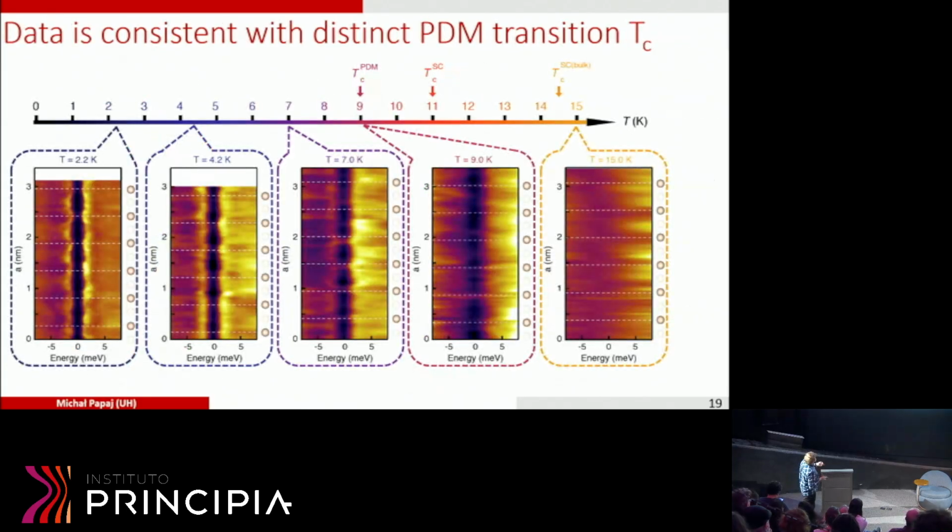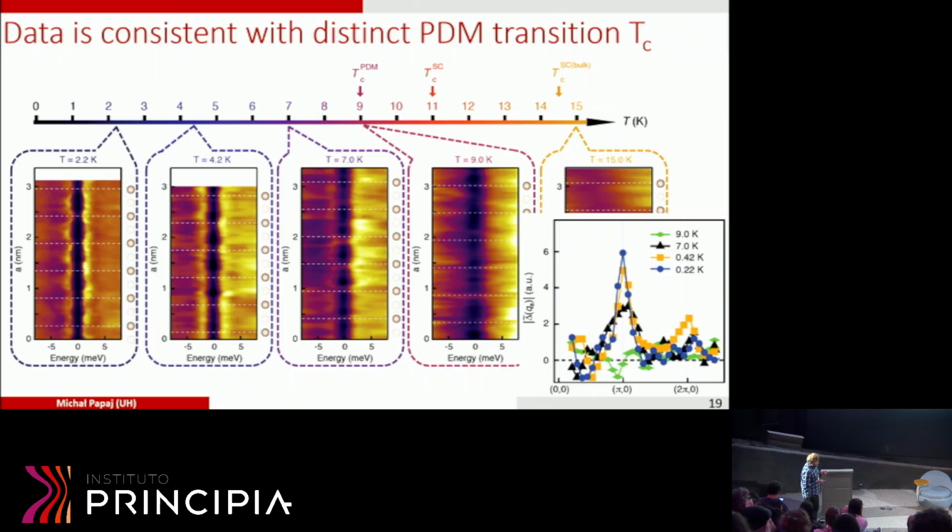Okay, so there is some experimental data, but only at a few different temperatures. Those are the scans at 2.2, 4.2, 7, 9, and 15 Kelvin. What one can do to analyze what happens to the modulation is take the cuts of this data and do a Fourier transform and see what happens to the Fourier component for this particular modulation.